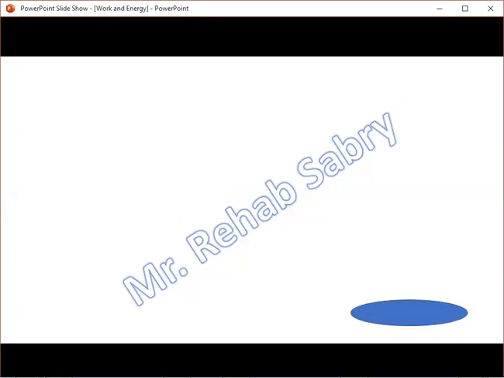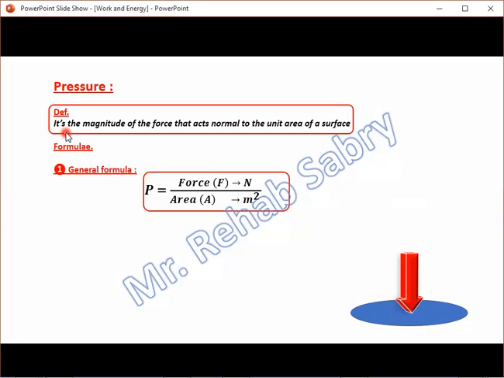If we have a surface, any surface, okay, and this surface is affected by a force like this. Okay, so now we have two things. Force affects a surface, so we can talk about the pressure, which is the magnitude of the force acting perpendicular to, or normal to, the unit area of the surface.